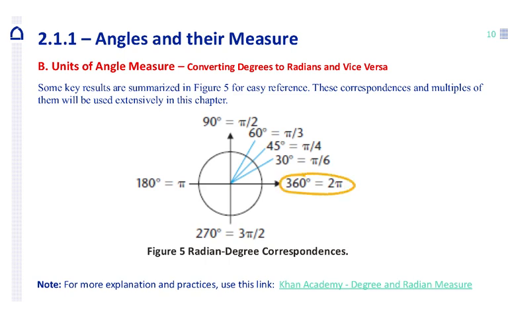All the way around the circle, 360 degrees is 2 pi. 180 is pi. We talked about this on previous slides. 270 degrees, so that's 3/4 of the way around the circle, is 3 pi over 2. 90 is pi over 2. And then these quadrant 1 angles, 30, 45, and 60, we will use a lot.